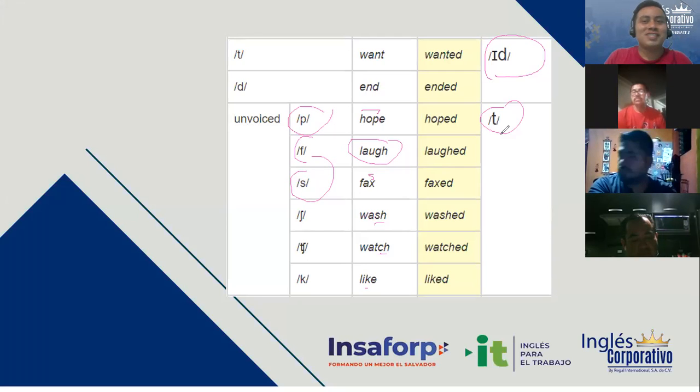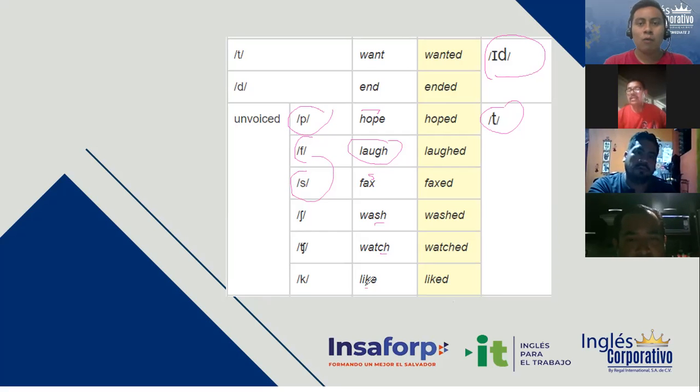So you don't say faxed with an id. Why? Because my point of reference is fax and it's an S sound. Therefore, I say faxed and it's already in the past. Okay. Look at this one. Wash. Exactly. I heard it very well. Watch. Watch TV. I watched. Watched. Exactly. And what about this one? Like.